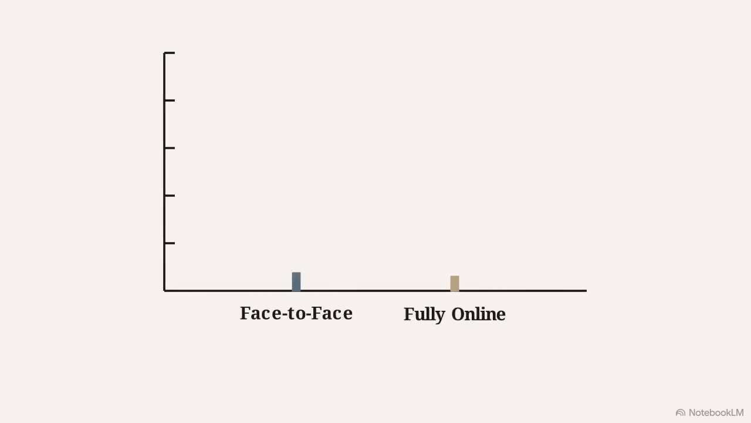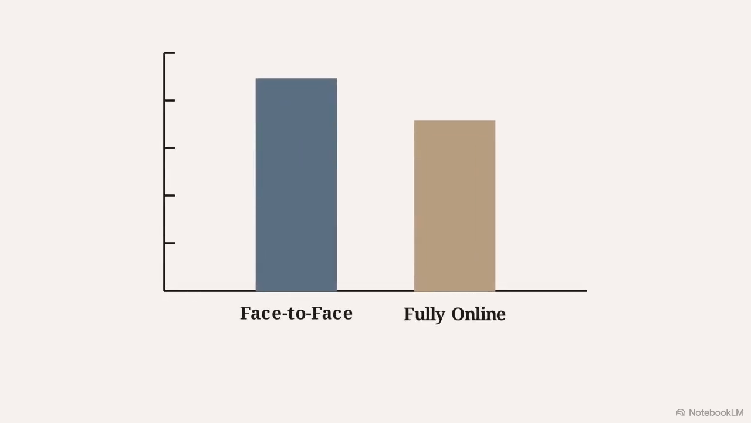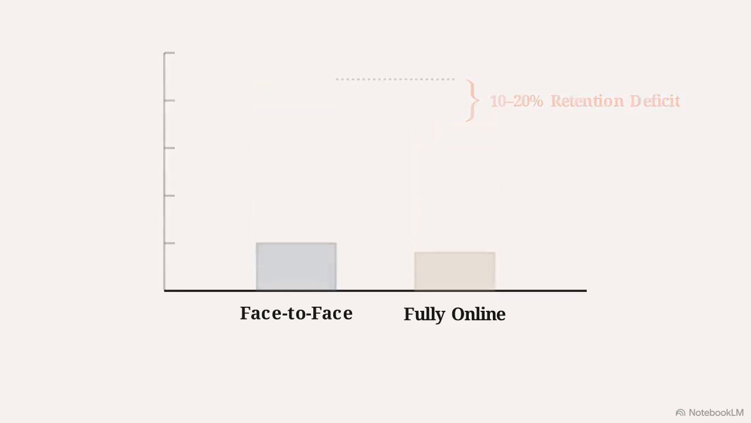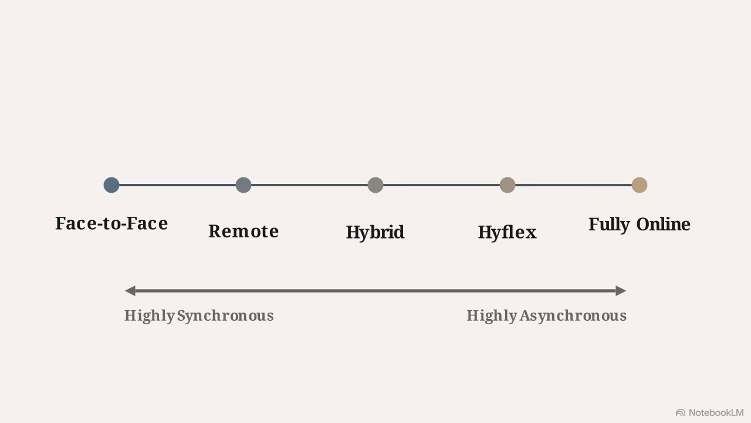Look at this chart comparing historical face-to-face against fully online completion rates. Online education carries a persistent 10 to 20% deficit in retention. Recently, global events forced rapid expansion, moving institutions beyond just online into a continuum of remote, hybrid, and high-flex models.